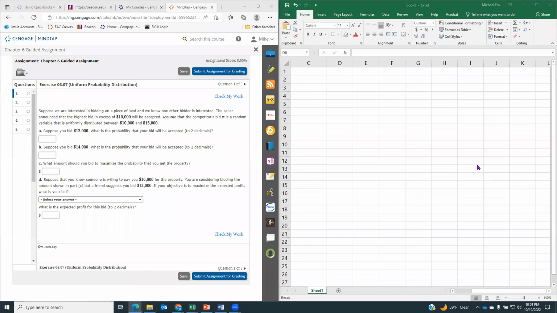Hey everybody, welcome to the Chapter 6 guided assignment. Chapter 6 is over continuous probability distributions. The first problem covers the uniform probability distribution.